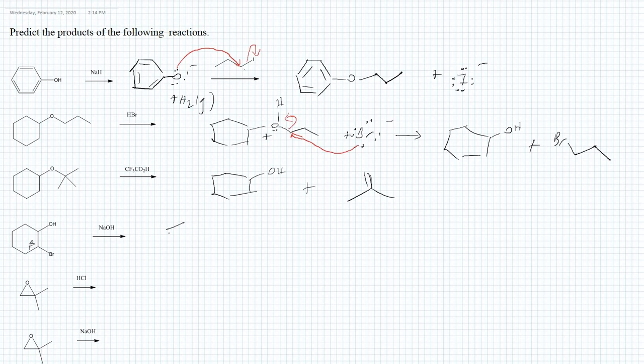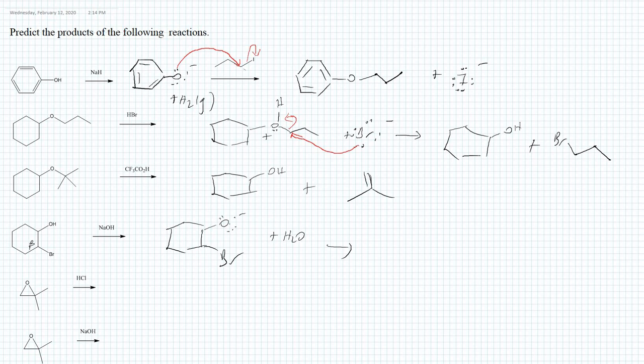Let's write the product. So it's going to be a cyclobutoxide, then we have here Br plus water. If you look here, in the same molecule we have a good nucleophile and a good leaving group. So basically, there is going to be an internal substitution reaction, an SN2 reaction.